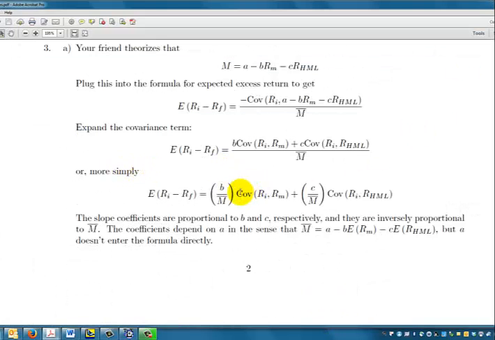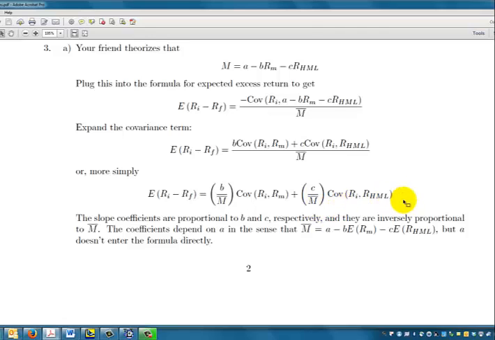Okay, so turning to the answers, we're just going to take this form for the SDF, and we're going to plug it into the formula for expected excess return, so that excess return is minus the covariance of Ri and M, but we've just substituted in for M here. We're still dividing by M bar. And then we expand the covariance term. The covariance of Ri and this linear combination of things is simply the linear combination of covariances with these things. So we get B times the covariance of Ri and Rm plus C times the covariance of Ri and RHML, all divided by M bar. Or we can take B over M bar times this covariance plus C over M bar times this covariance.